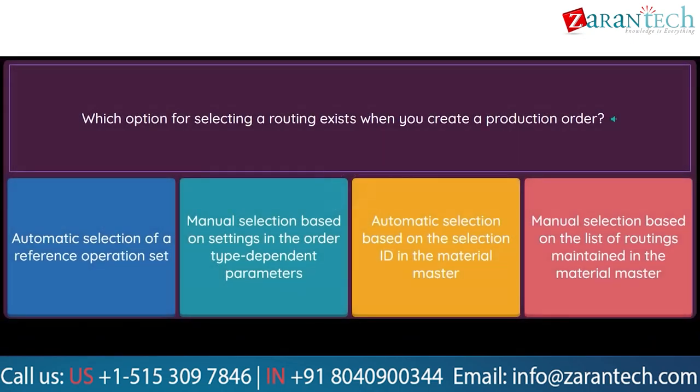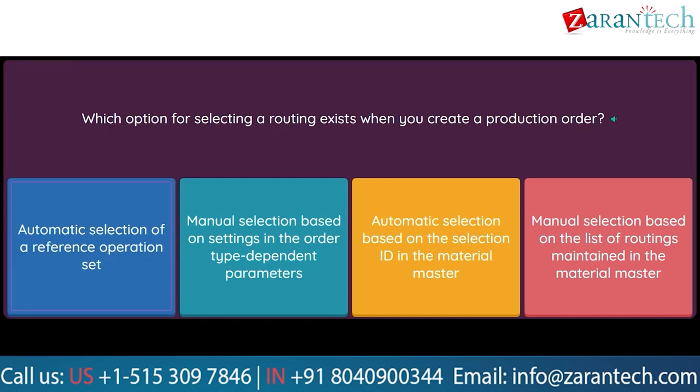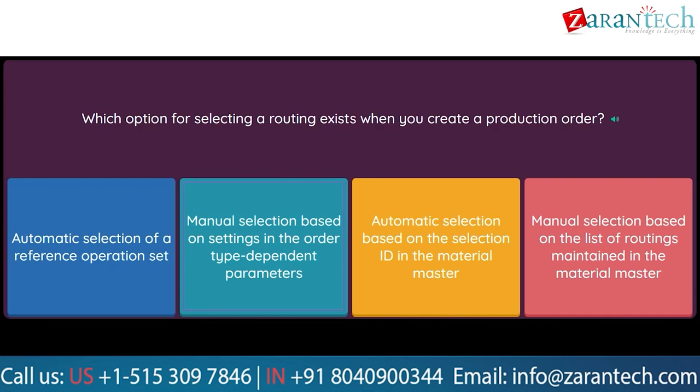Question, which option for selecting a routing exists when you create a production order? Option 1. Automatic selection of a reference operation set. Option 2. Manual selection based on settings in the order type dependent parameters. Option 3. Automatic selection based on the selection ID in the material master. Option 4. Manual selection based on the list of routings maintained in the material master.